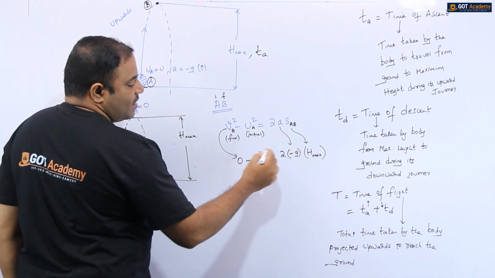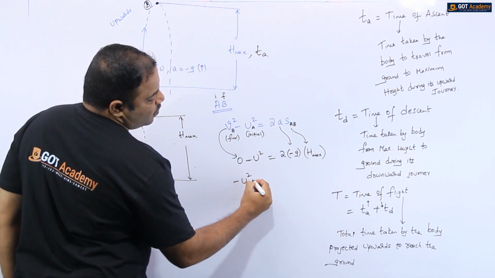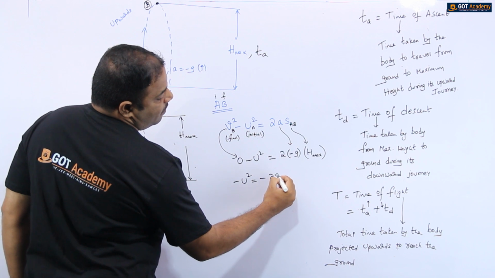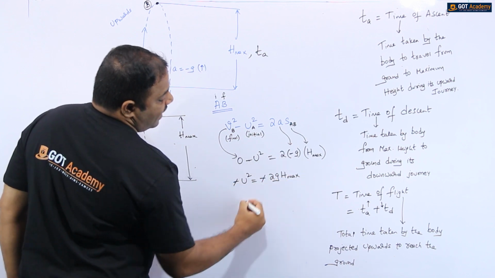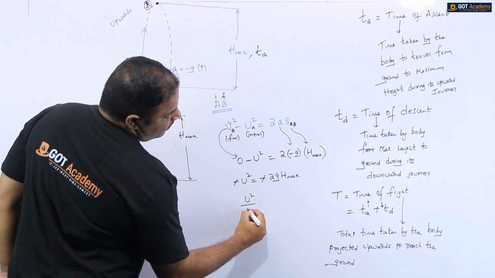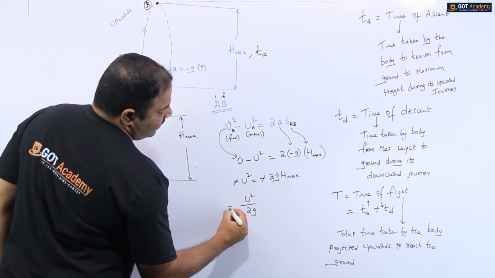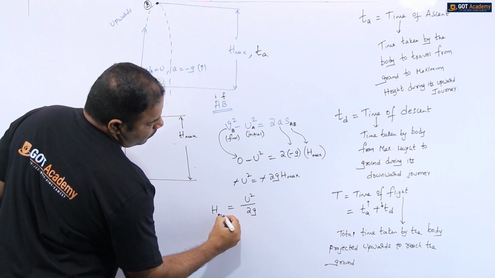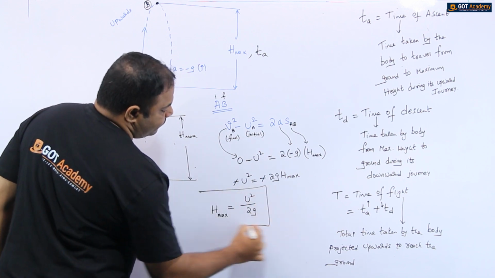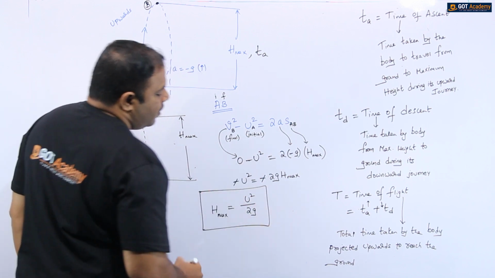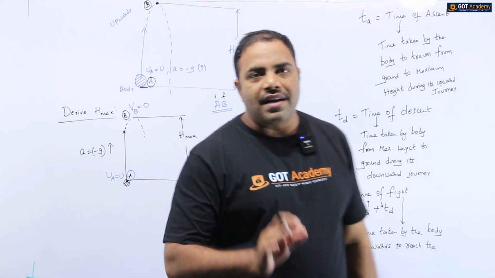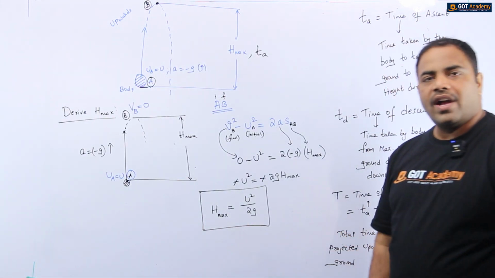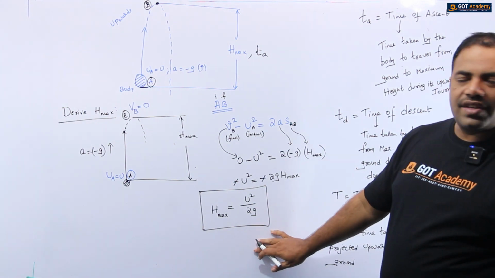Okay. So by solving this, minus u square is equal to minus 2g into h max. These both are cancelled. u square by 2g is equal to h max. u square by 2g is equal to h max. Is it clear? Okay. So very important relation.